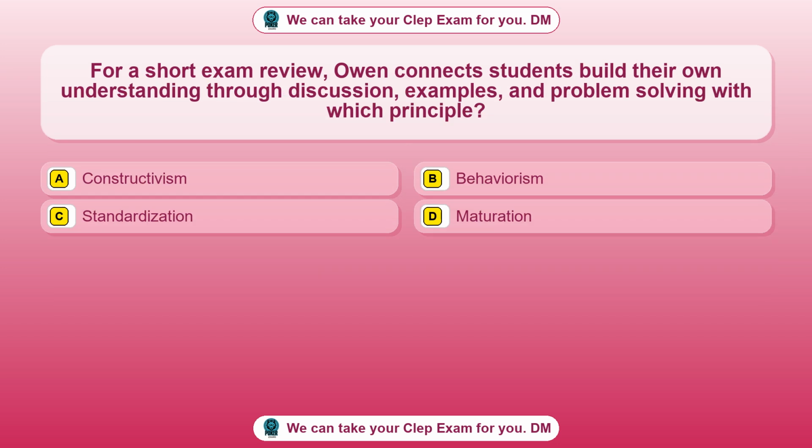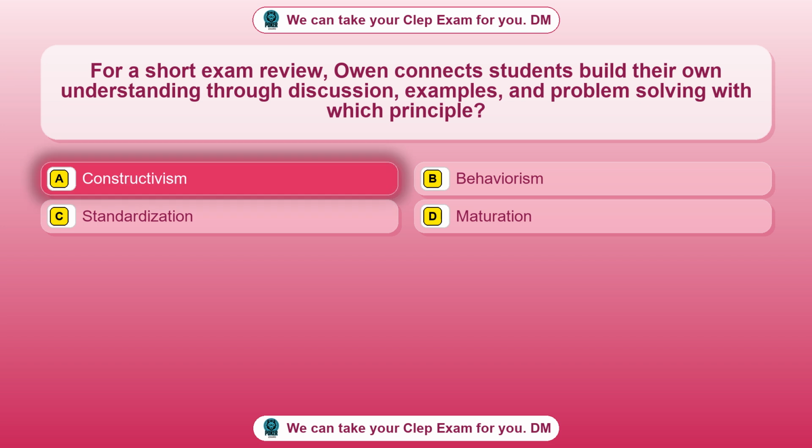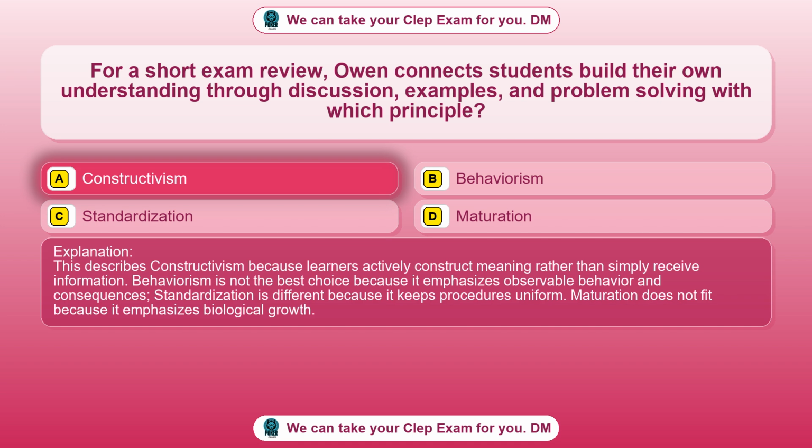Question 46. For a short exam review, Owen connects students build their own understanding through discussion, examples, and problem solving with which principle? Option A, constructivism. Option B, behaviorism. Option C, standardization. Option D, maturation. The correct answer is option A. Constructivism. This describes constructivism because learners actively construct meaning rather than simply receive information.